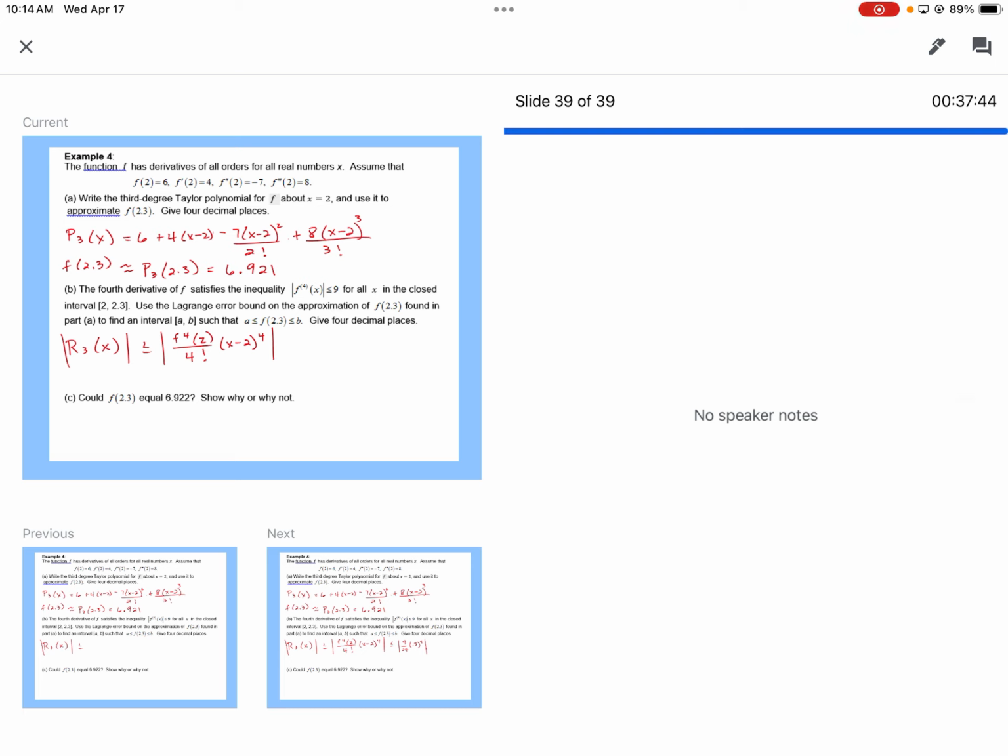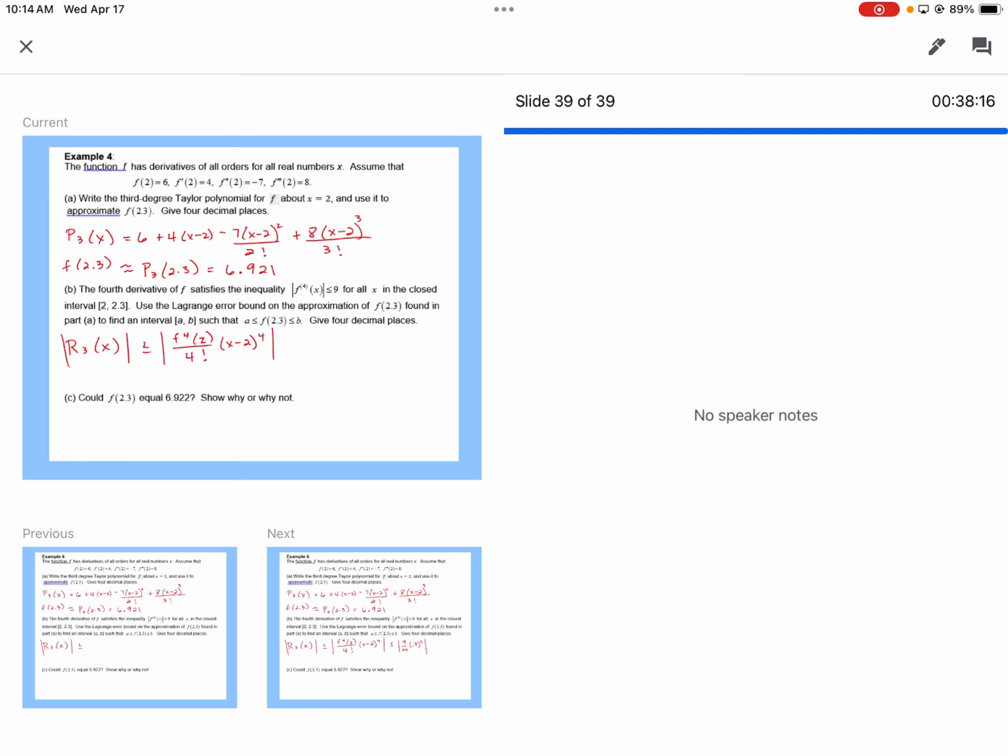Good. How do you know when to use that? It must either say Lagrange error bound, Taylor's theorem, something like that. Remember, f to the fourth of z, that all that is saying, you're never going to know what z is. That is saying, what is the maximum value of the fourth derivative? That's all that says. Did we get the x minus 2 from the original? Yes, because it was centered about x minus 2.